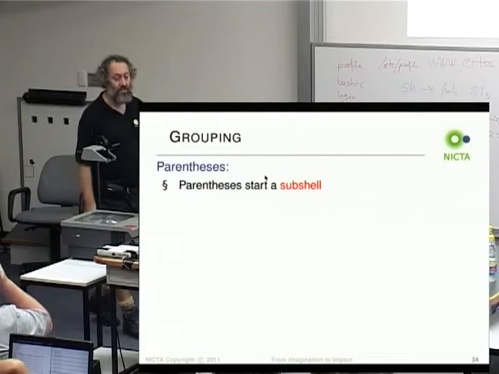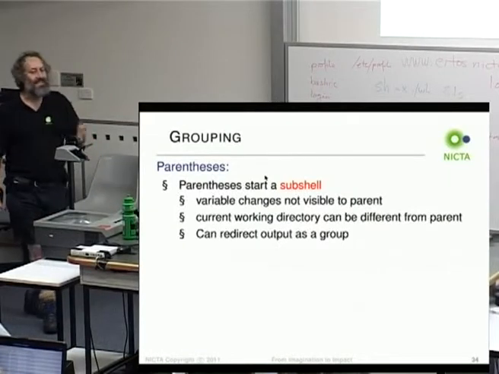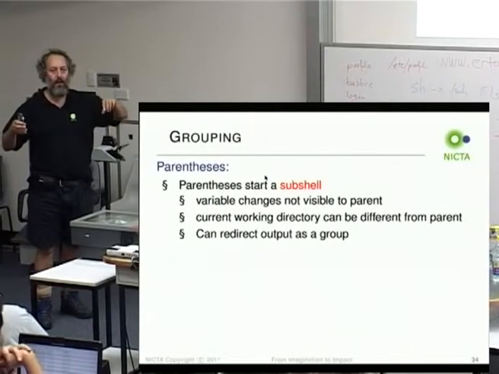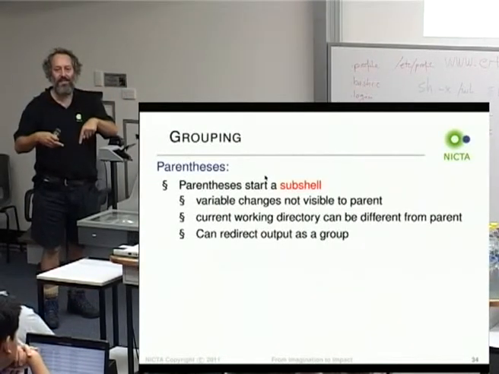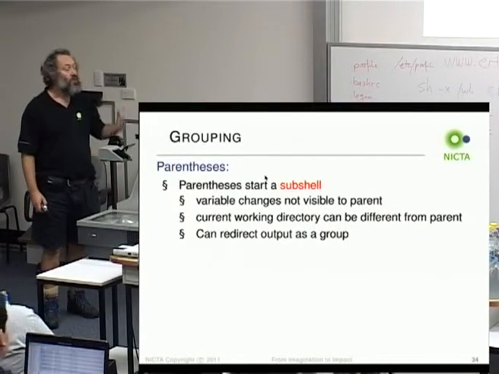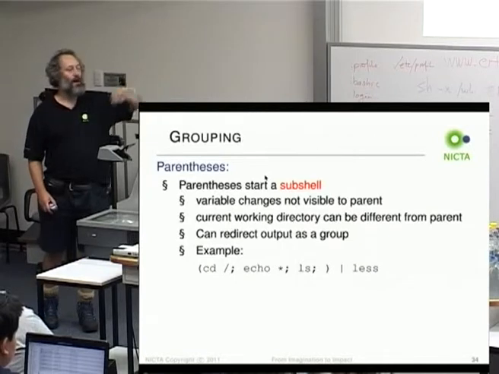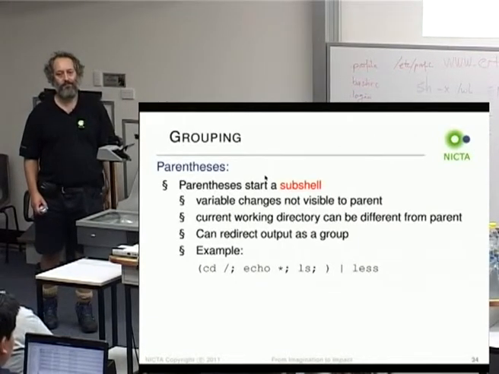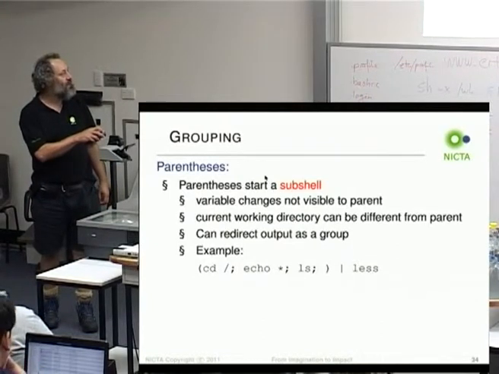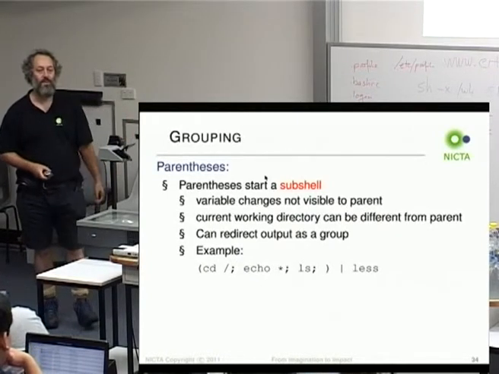Grouping. There's two different ways of grouping things within the shell. The first one is with parentheses. Parentheses start a subshell. So this is effectively the shell forks and the things that happen inside the parentheses happen in a separate shell, so nothing that you do in there is visible to the outside world. You can redirect the whole output at once. So here's an example. We cd slash, echo star, ls, and we pipe the output through ls. The interesting thing here is that cd there is effective only to the shell that's running those commands. It's not affecting the current shell. So it protects it.